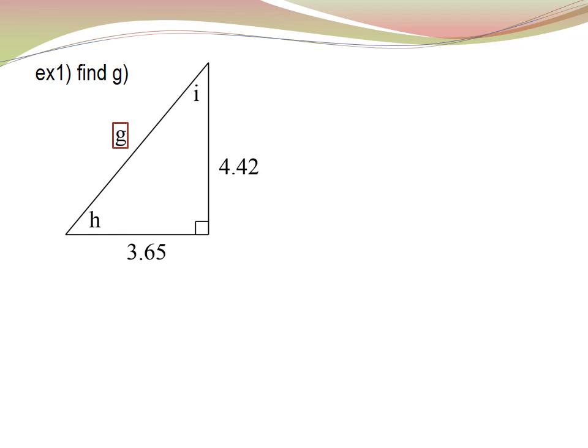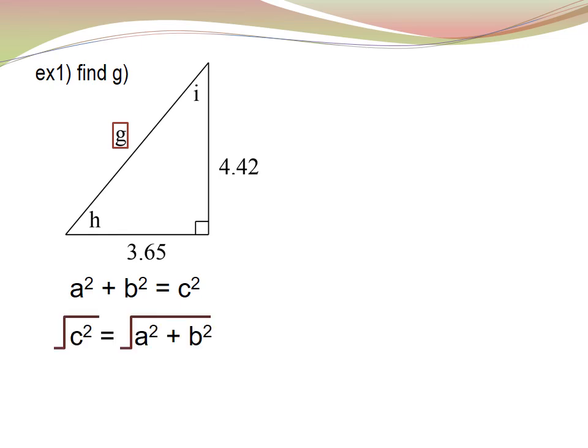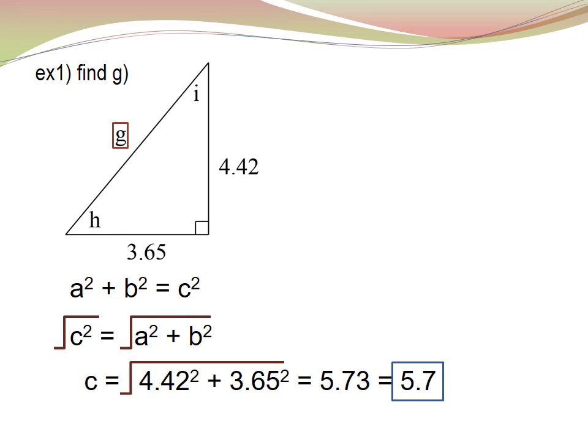G. Well, that is my hypotenuse, and I've been given the other two sides. So I'm going to be using the formula a squared plus b squared equals c squared, and I'm looking for c squared in this instance because I'm looking for the longest side, which is hypotenuse, which is c. So a squared plus b squared equals c squared. To get c by itself, I will have to square root both sides. So the square root of 4.42 squared plus 3.65 squared gives me 5.73, which gives me a final answer of 5.7.